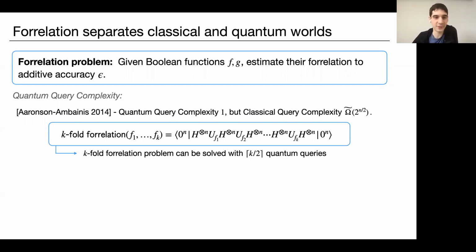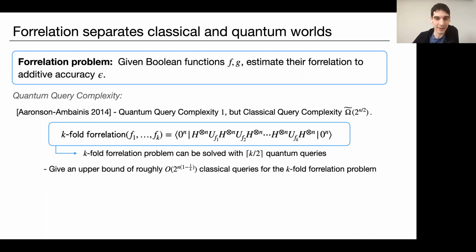And once again, if you know the trick for reducing the two queries down to one query for the original correlation problem, it's simple to show that you can reduce this k-fold correlation problem down to something that can be solved with k/2 quantum queries. And so then the question becomes, how quickly can a classical algorithm solve this k-fold correlation problem? And indeed, Aaronson and Ambainis also show in this same paper an upper bound of roughly 2 to the n times 1 minus 1 over k classical queries for the k-fold correlation problem.